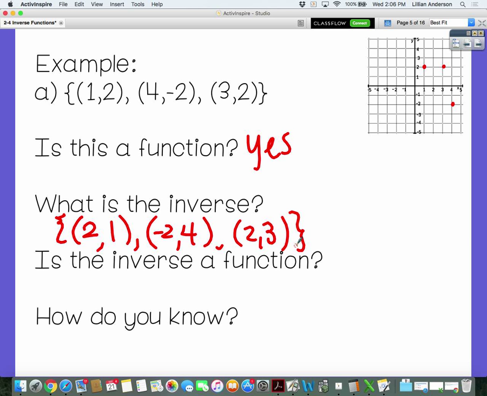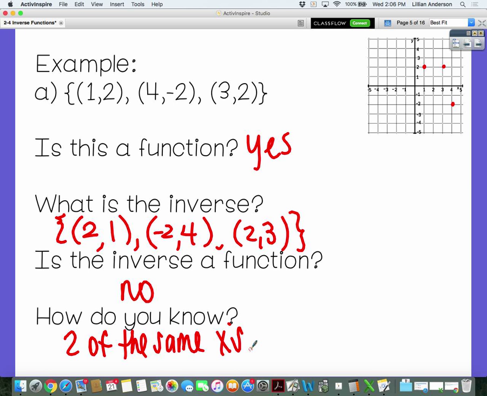And now I'm going to ask you, is the inverse a function? No? How do you know? There are two of the same x. The rules still apply. You cannot have two of the same x and be a function. So there are two of the same x's. That's what makes it not a function. The inverse is not a function.